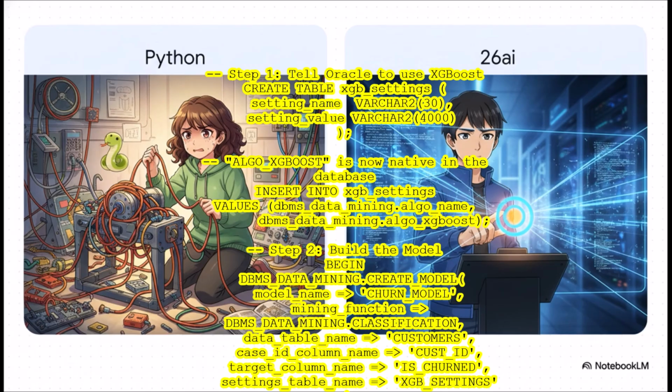Now look at the right. That's the 26 AI way. It's one clean, easy-to-read SQL statement. You just tell it, create a model, predict this column, use this algorithm from this data. Boom! That's it. You're done. The database takes care of everything else.